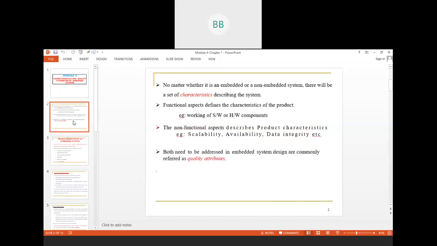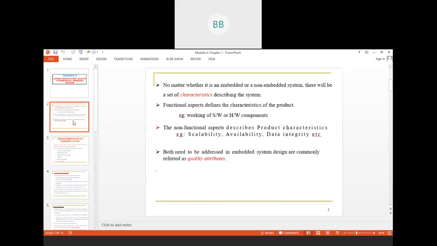These units are further divided into functional units and non-functional units. Functional units are those that describe the behavior of the product or the system, that is, product features. The functional units can be either a software component or a hardware component, or a combination of both. For example, when the user wants to open an account, a mail is sent.